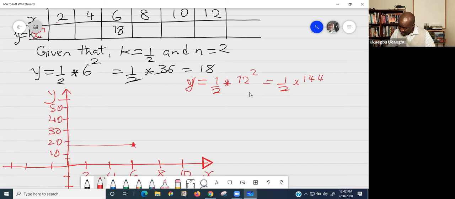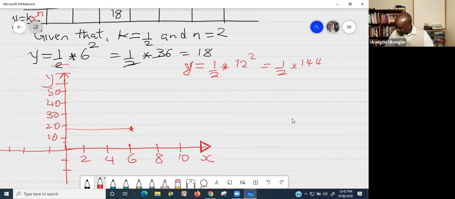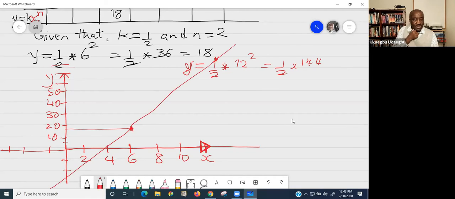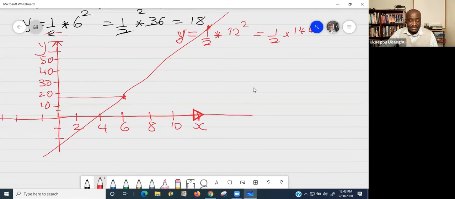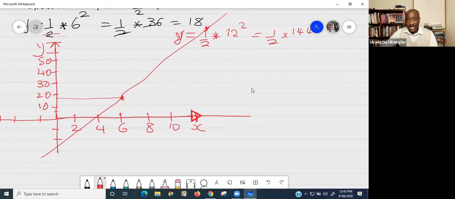So this is 60, this is 70, 72 is somewhere here. Then of course you have to expand your point. So you can see that it looks like a straight line. And if it's a straight line, that's a direct variation. Not every straight line is a direct variation. If it's a straight line increasing from left to right, that's a direct variation.